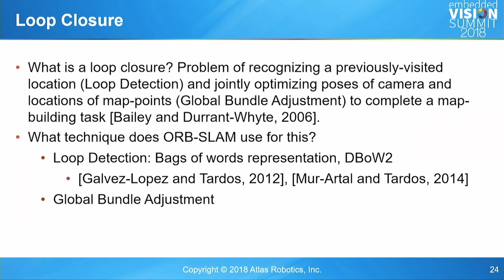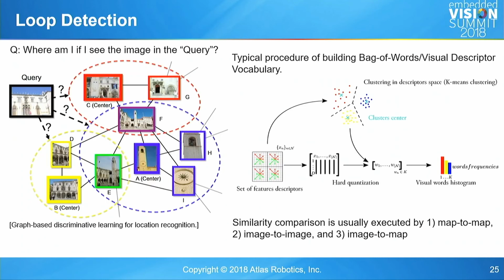The last step you need to do is loop closure. Loop closure is actually detecting points where we visited earlier, so that's going to give us a lot of constraints to solve the optimization better. That's what loop closure is about.